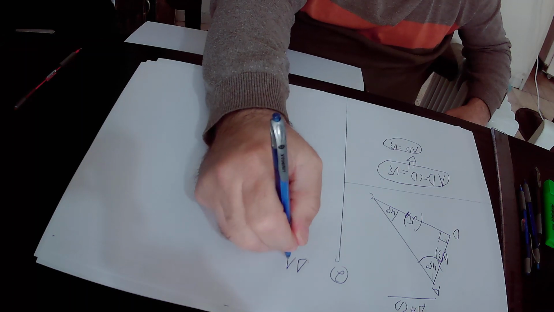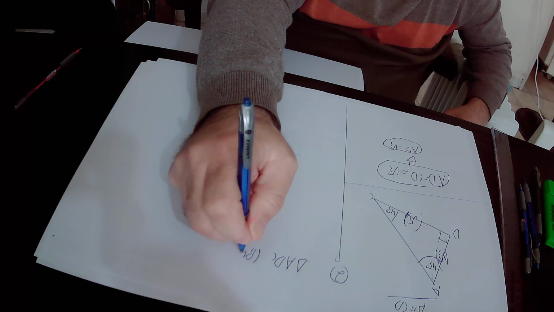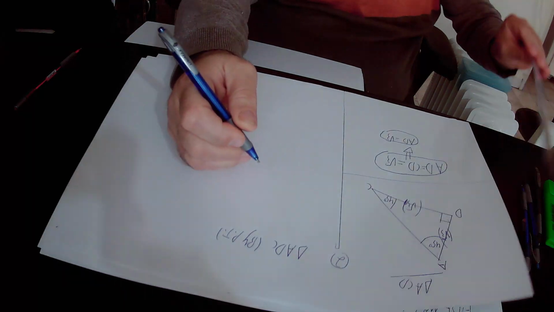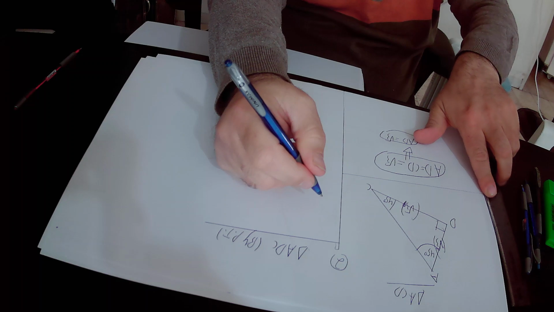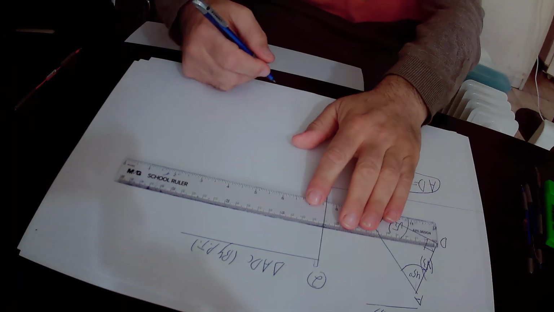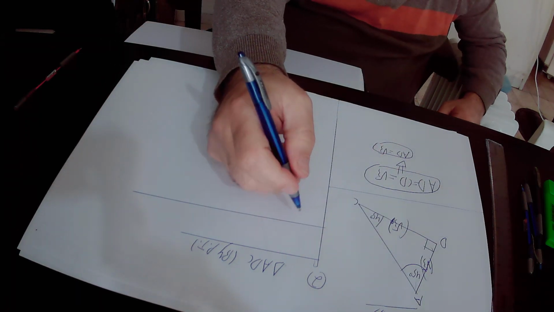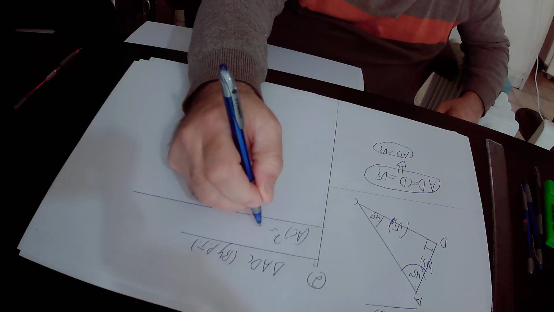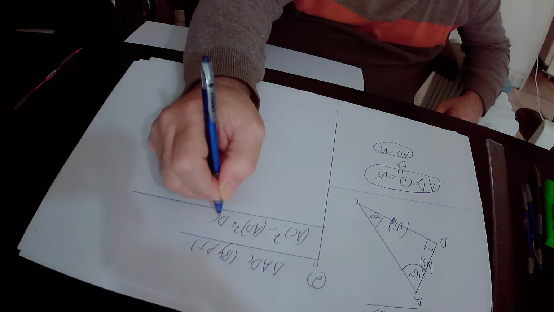In the right triangle ADC, according to the Pythagoras theorem, in any right triangle, the square of the hypotenuse equals the sum of the squares of the perpendiculars. So the hypotenuse here is AC. The square of the hypotenuse is AC square, and it must be equal to AD square plus DC square.